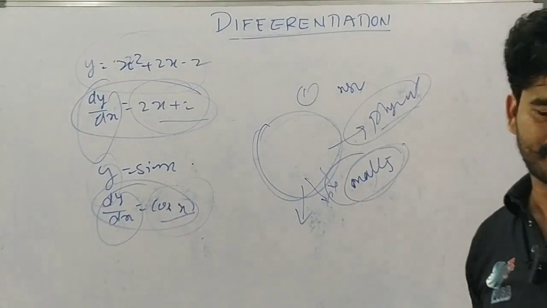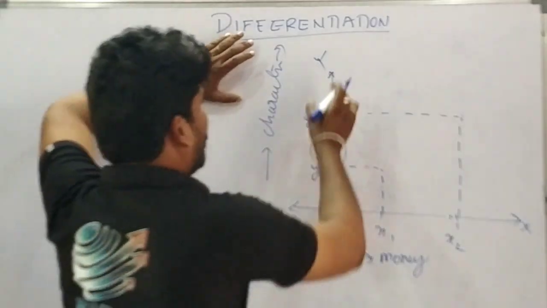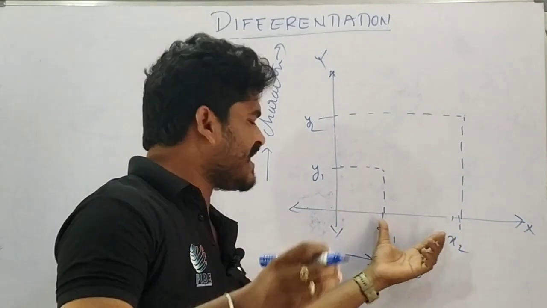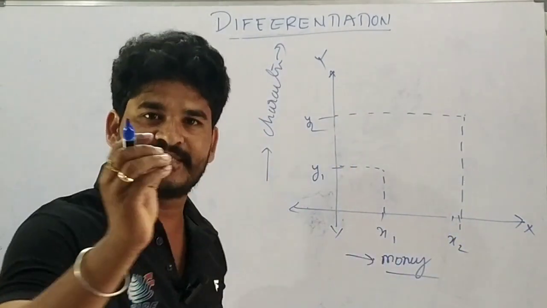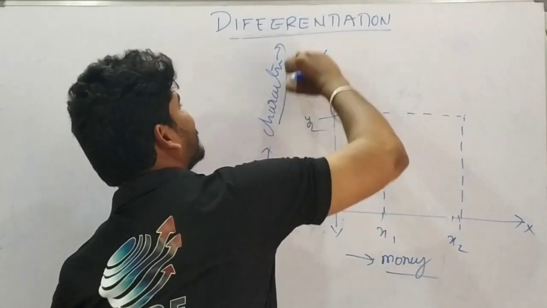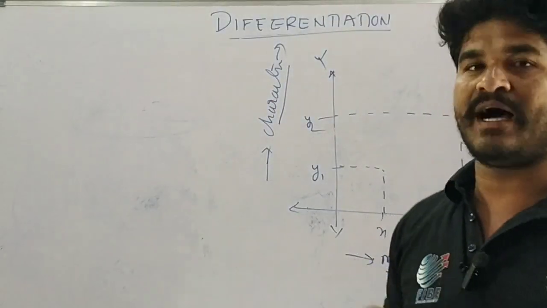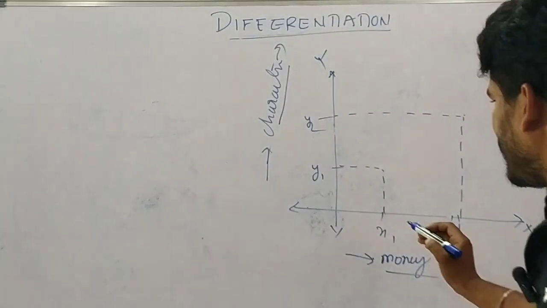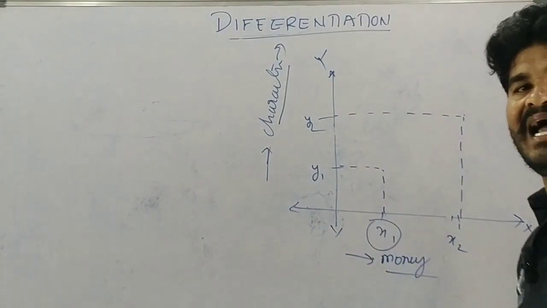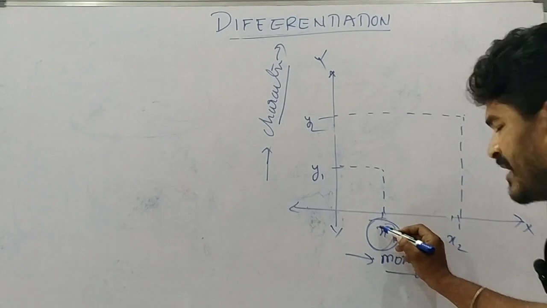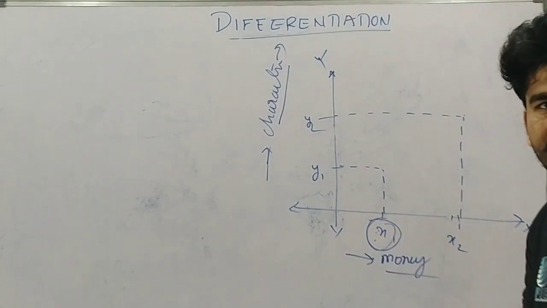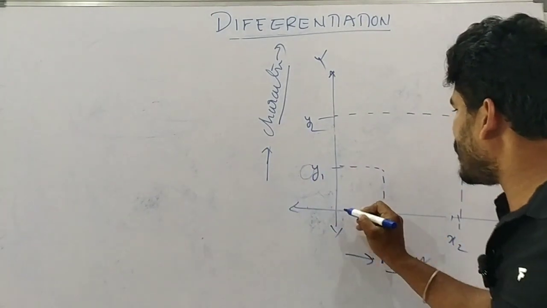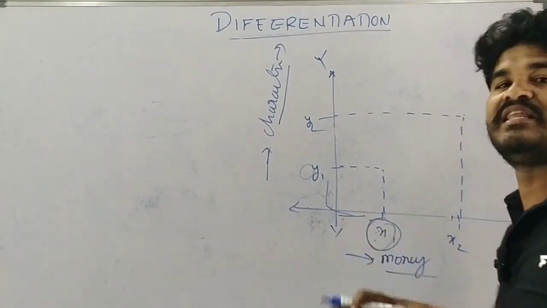One small geometric representation will be shown here. Listen: on the x comma y axes, we take money on the x axis and, at the same time, character on the y axis. For example, I have some money, my money is x1. At that time, what is my character? Whenever I have some money, that is y1. So this much character myself at that moment.